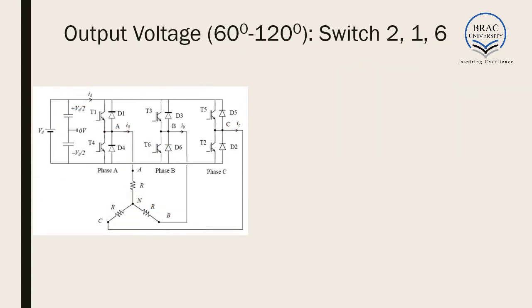Now when we move from 60 degree to 120 degree, switches 1, 2, and 6 are closed. Switch 1 is here, which is closed. Switch 2 is here, which is closed. Switch 6 is here, which is closed. These 3 switches are closed.